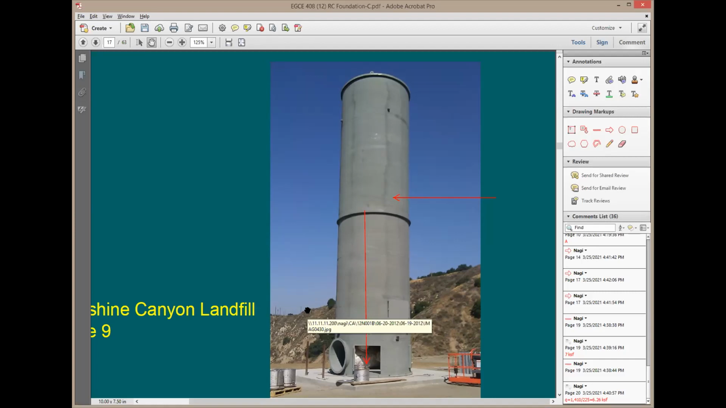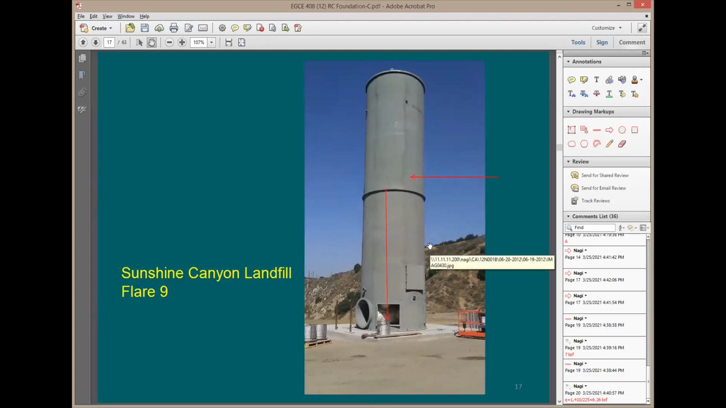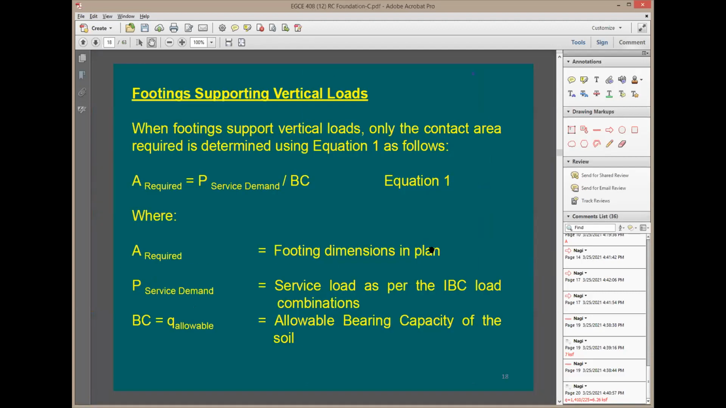So the moment is going to be causing some stresses on the soil, and also the vertical load is going to be causing some stresses. And I need to find out the combined effect of this vertical load and moment on the footing size and on the stress on the soil.